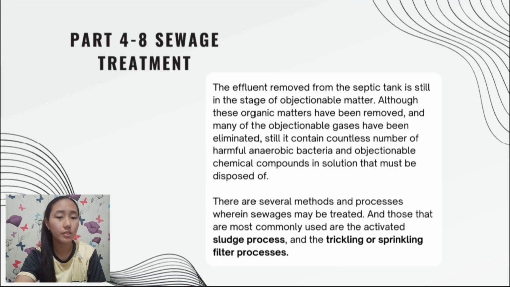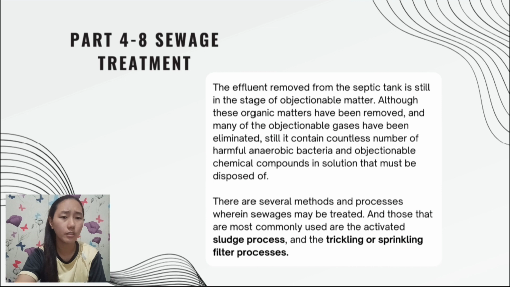4 to 8, lastly, is the sewage treatment. The influent removed from the septic tank is still in the stage of objectionable matter. Although these organic matters have been removed and many of the objectionable gases have been eliminated, still it contains countless number of harmful anaerobic bacteria and objectionable chemical compounds in solution that must be disposed of. So there are several methods and processes wherein sewages may be treated, and the most commonly used are the activated sludge process and the trickling or sprinkling filter process.